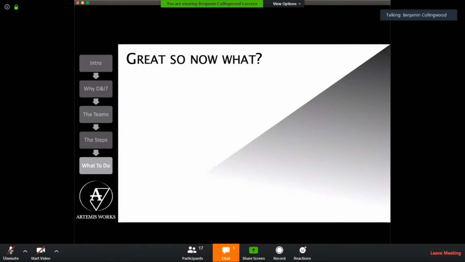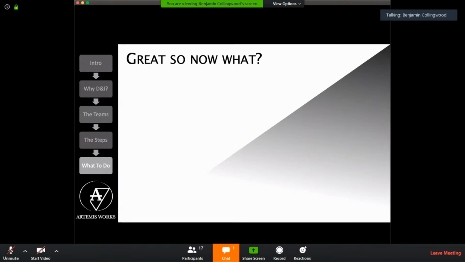Great. So what do we do? What is it that we're trying to do? As I say, we're trying to build collaborative teams. That's what we want. We're really wanting to build super collaborative teams. So what do we need to do? How can we do that? How can we unlock the potential of our diverse teams?